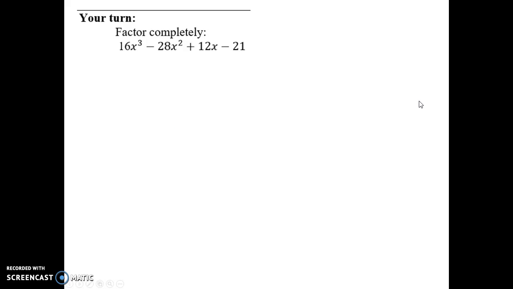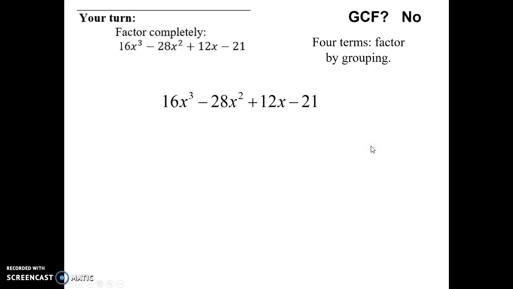Okay, here's an example. I want you to factor this completely, and first thing I'm going to look for, is there a GCF? And I don't see a GCF. Okay, this is an example when you have 4 terms, your method for factoring is to factor by grouping. And this curriculum's pretty nice because they show you the way they want you to group it. If you've got 4 terms, we're going to factor by grouping. So I'm going to put a set of parentheses around the first 2 terms and a set of parentheses around the last 2 terms.